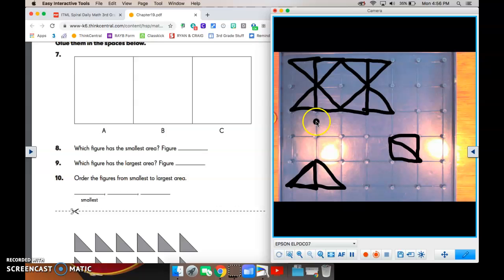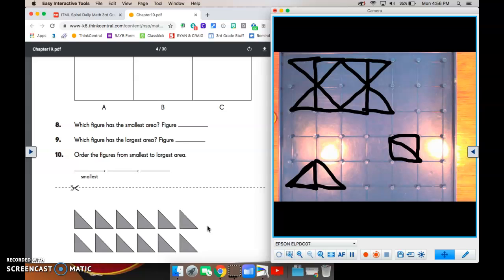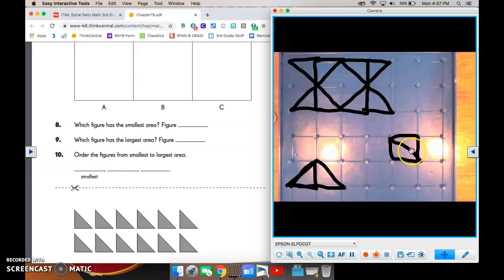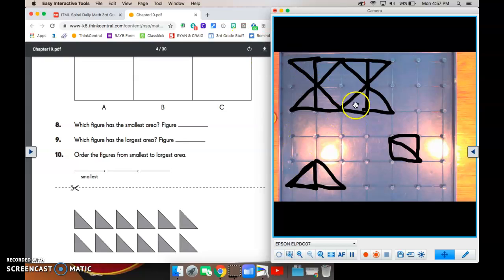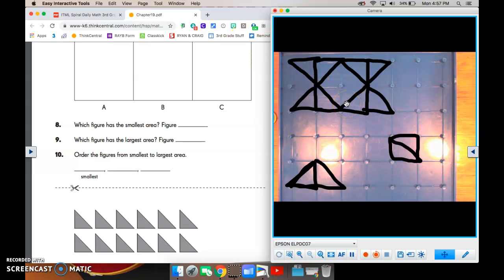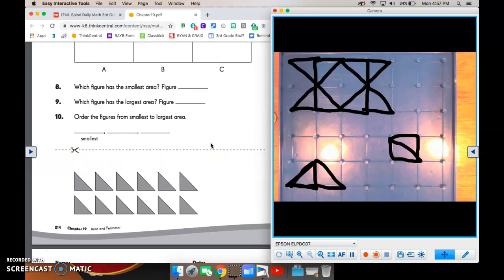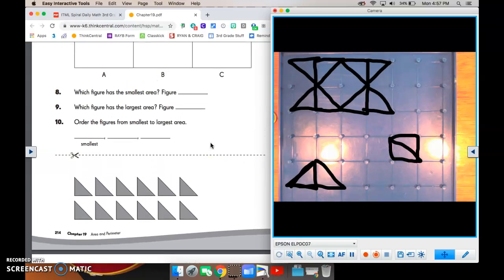All right. Now, we need to look at which figure has the smallest area. That would be both figures for me, these two, right? They're both just 1 square unit. The largest one would obviously be this one with 4 square units. 1, 2, 3, 4. And then order the figures from the smallest to the largest. So for me, it'd be either one of those two. Again, a lot of different ways to do that. Have fun, and we'll see you for practice 2 next time.